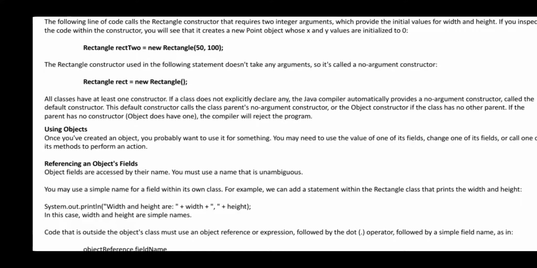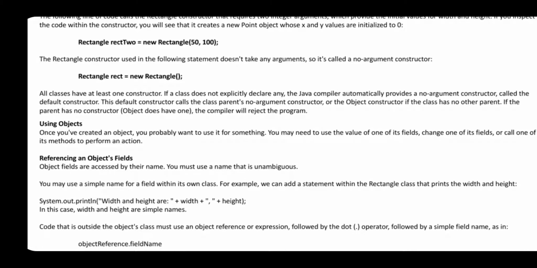What you are going to see in the next class is what is meant by a constructor, what the different types of constructors are, and how constructors are defined and used within classes. You are going to look at all those things. This default constructor calls the class parent's no-argument constructor, or the Object constructor if the class has no other parent. If the parent has no constructor, the compiler will reject the program.